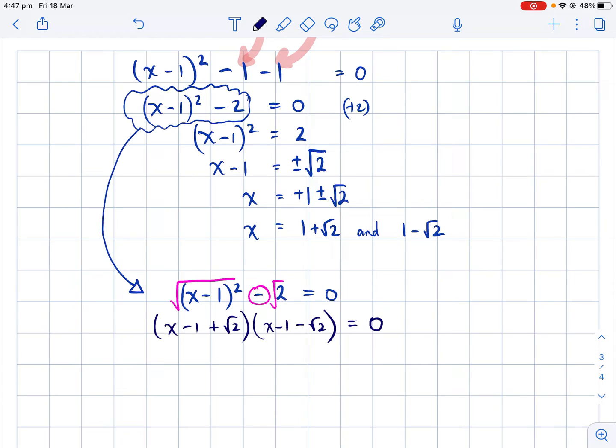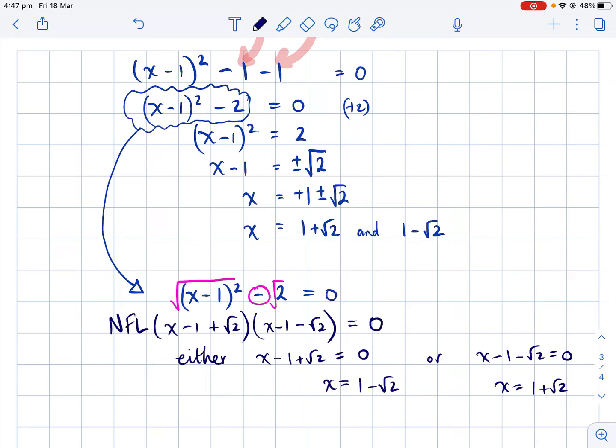And then now that we've got it fully factorised, we can use the null factor law to solve this further. So either x minus 1 plus root 2 equals 0, in which case x equals positive 1 minus root 2, or x minus 1 minus root 2 equals 0, and x equals 1 plus root 2. Same result, slightly different technique. We've used the null factor law instead of rearranging.